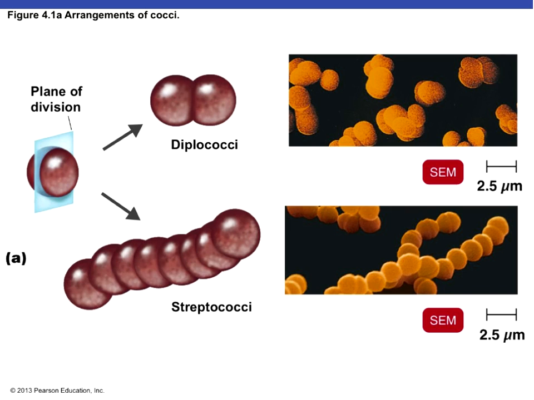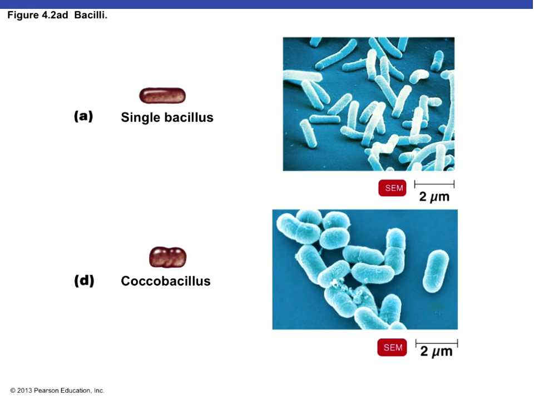Once again, I won't spend much time talking about this, but I'll just show you the slides that show we can have different arrangements of cocci. They can be two together in pairs, or they can be in chains. If they are in chains, we call it strep. If they're in clusters, then we call it staph. The same goes for bacillus: we can have a single bacillus, or rod shape, or we can have a coccobacillus, which has both a coccus aspect to it and is also long and rod-like as a bacillus would be.